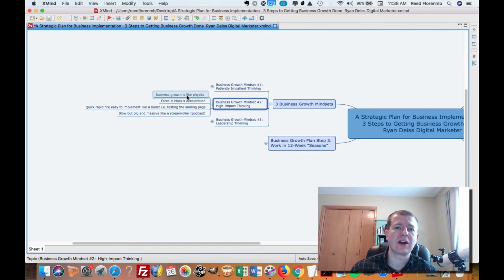Then the second part is having high impact thinking. And Ryan talks about how business growth is a lot like physics. So I think it's Newton's second law of motion, and it's basically force equals mass times acceleration. So something might be real rapid fire and easy to implement, like split testing something on your blog. That would be kind of like a bullet. It has a lot of high velocity, and it's really fast, so it's very quick and easy to implement, and you can see some massive growth from that.